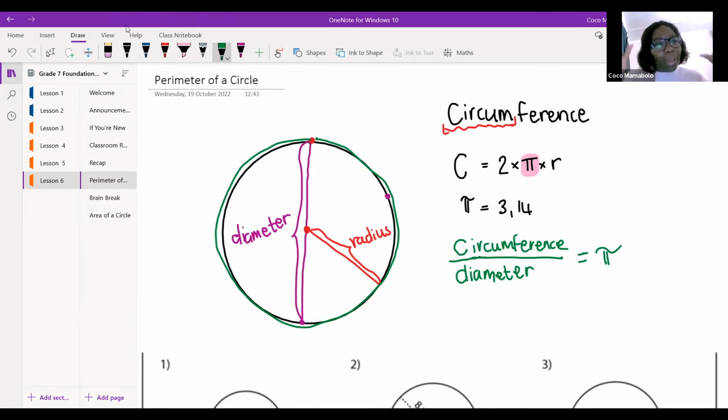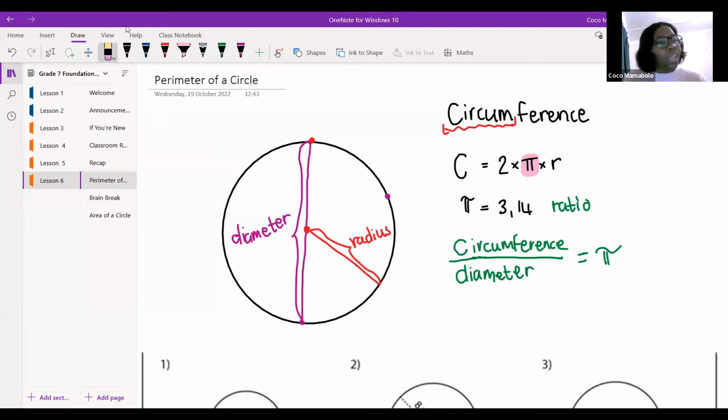It doesn't matter how big the circle is, how small, it could be the tiniest circle. If I calculate the circumference of my circle and I divide it by the diameter of my circle, I'm going to get pi every single time. So what we call pi is actually a ratio. It helps us a lot when we're calculating for circles. So that is what pi is basically. Pi is the ratio between the circumference and the diameter.